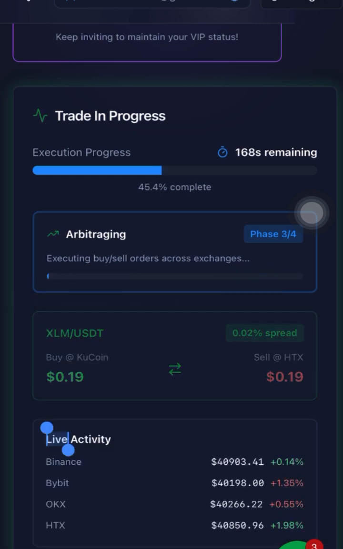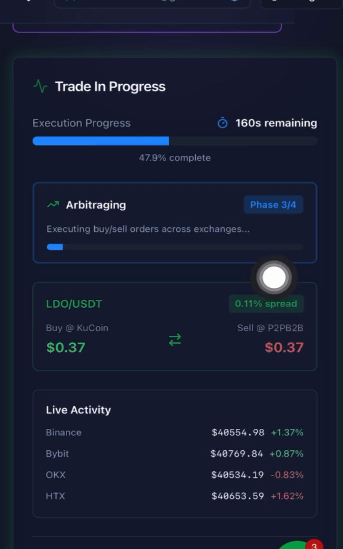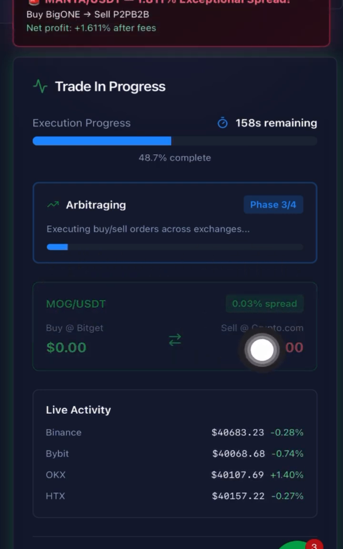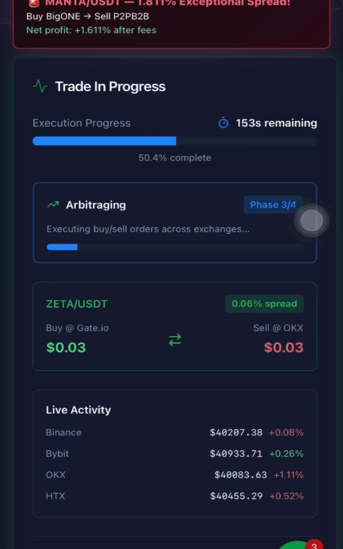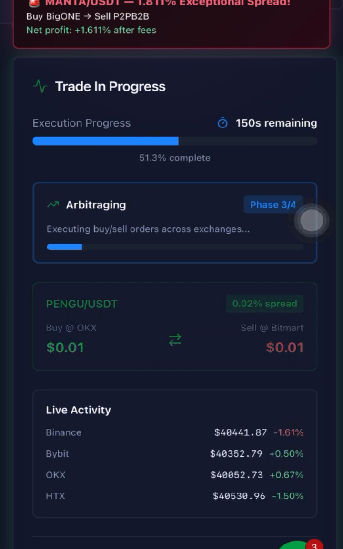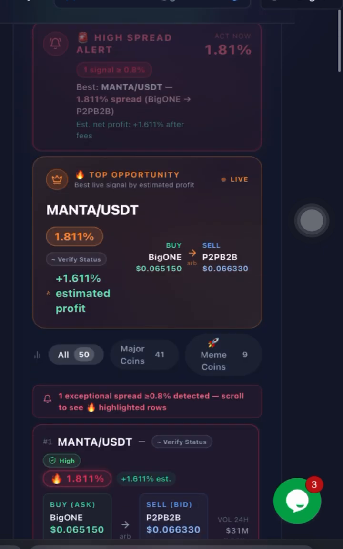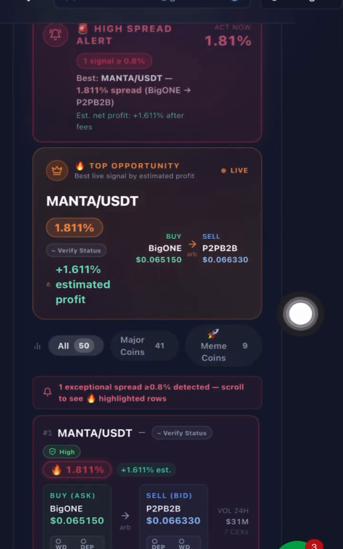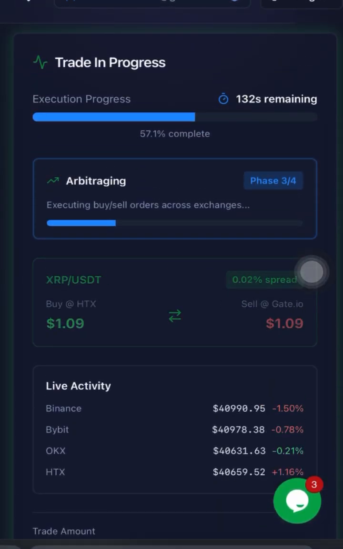Right now it is doing the arbitrage. It will show you where it's buying and where it's selling, the spread and everything, and when it's trading you can see that it's tapping from all the pairs. Mostly it trades meme coins. If you check their live signals, it gives you major coins and meme coins as well. But when it's trading, the meme coins have a higher spread.